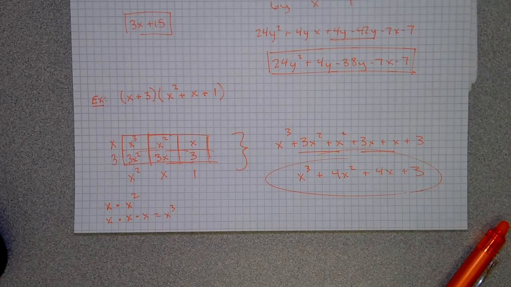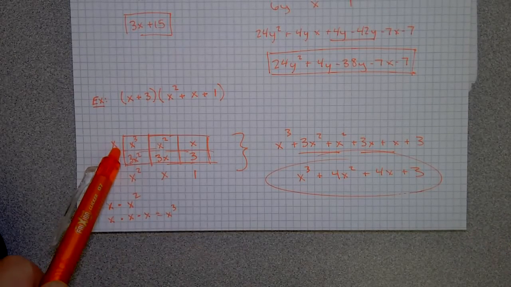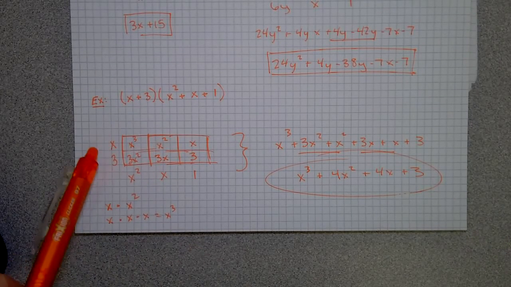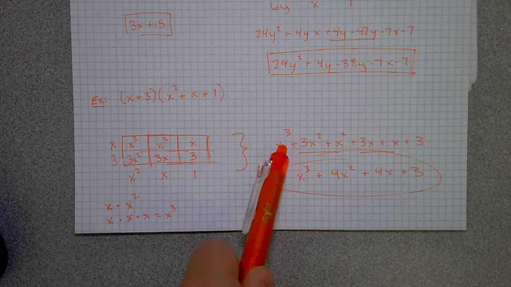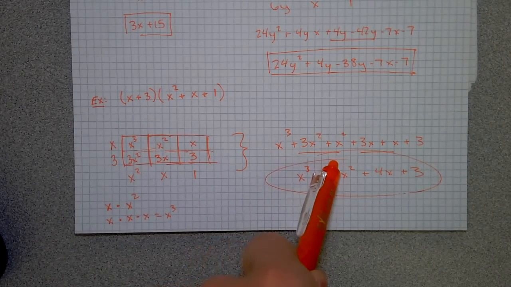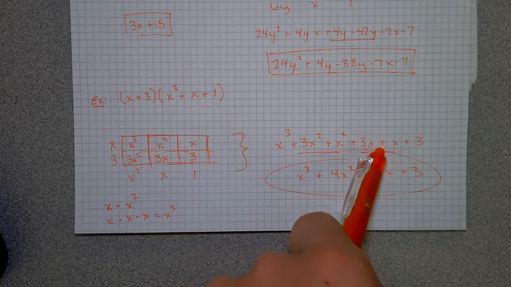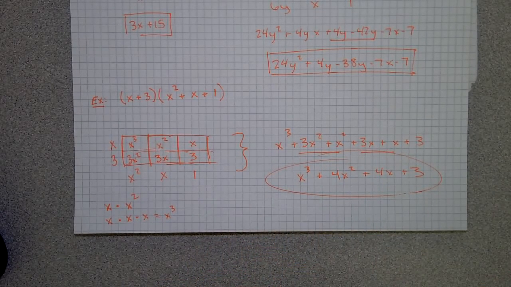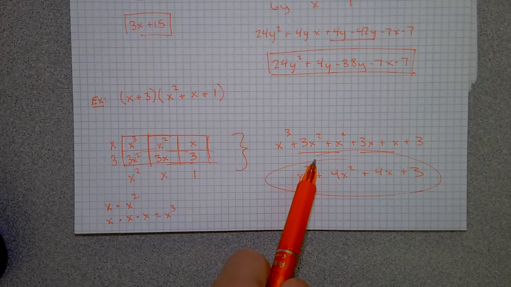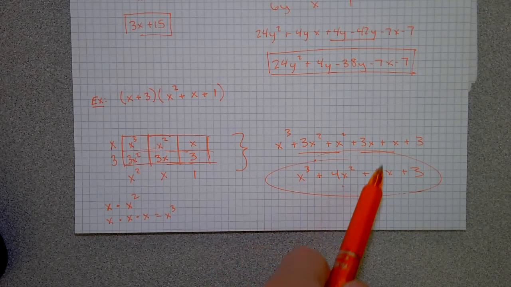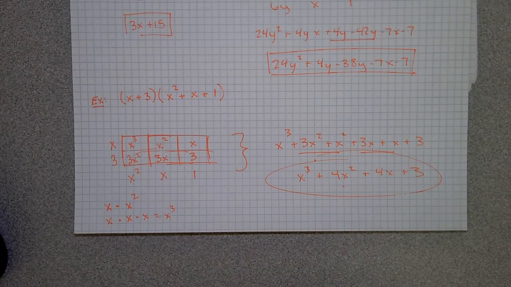The rest of them are pretty self-explanatory. x times x, x squared. Okay. So we get x cubed plus 3x squared plus x squared plus 3x plus x plus 3. Okay, so we need to combine the 3x squared plus the x squared and the 3x plus the x. Okay, so now we only have those 4 values as it is simplified.